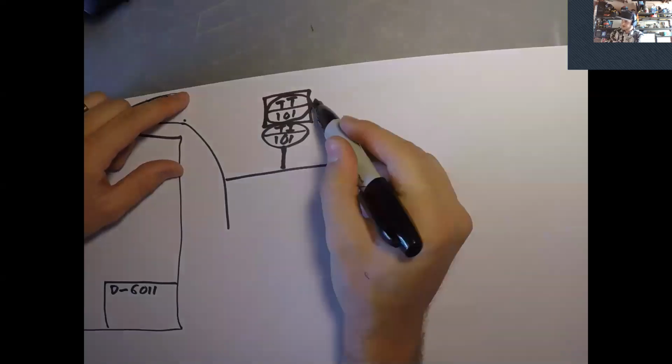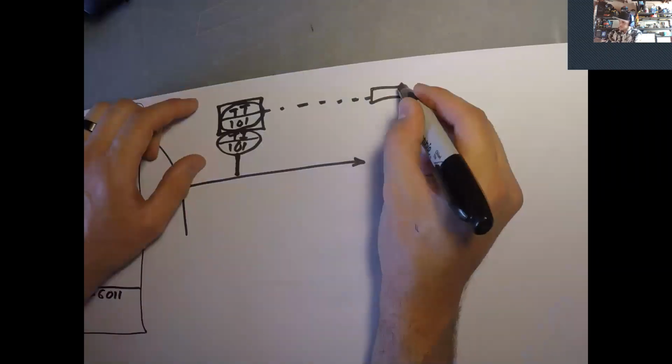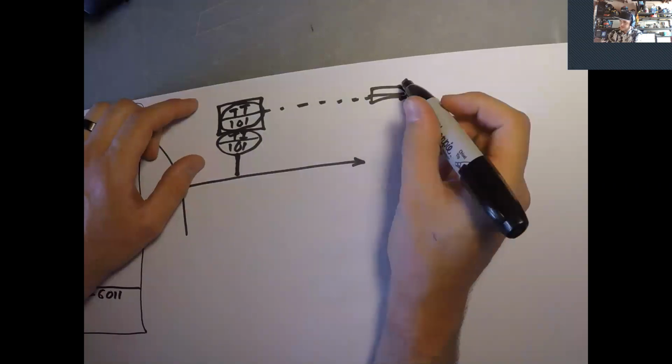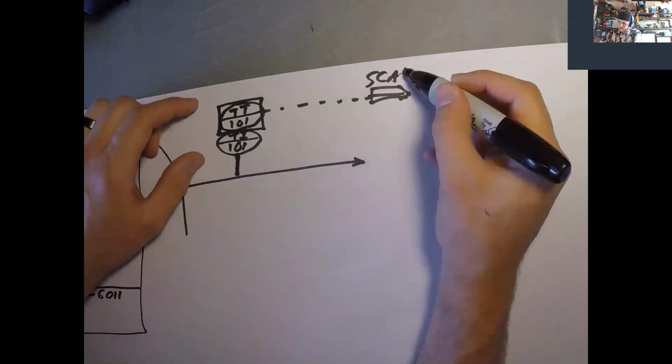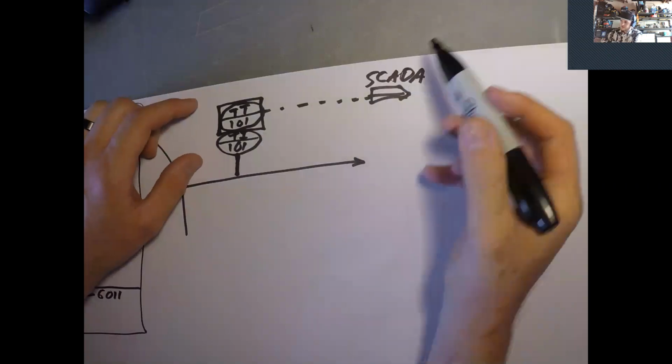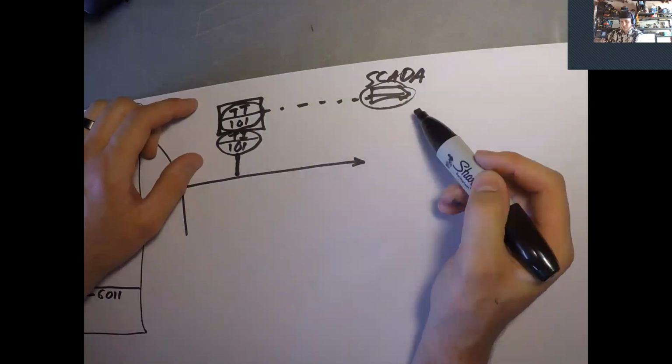And then you would draw a dashed line like this to show that it's going off to your control system. And then you would either call out in this, like, this goes to SCADA, or you would call out the drawing number in your control systems diagram that this actually goes to.